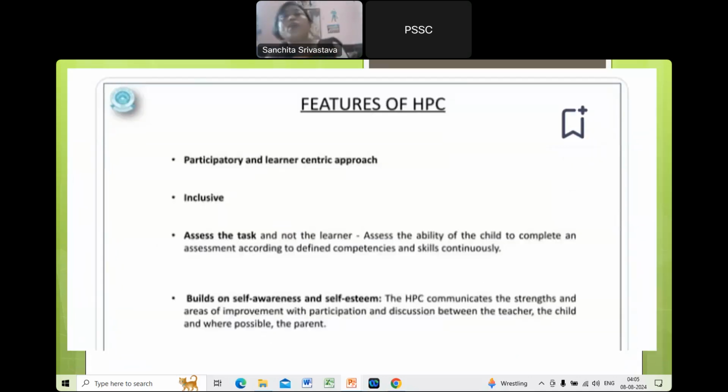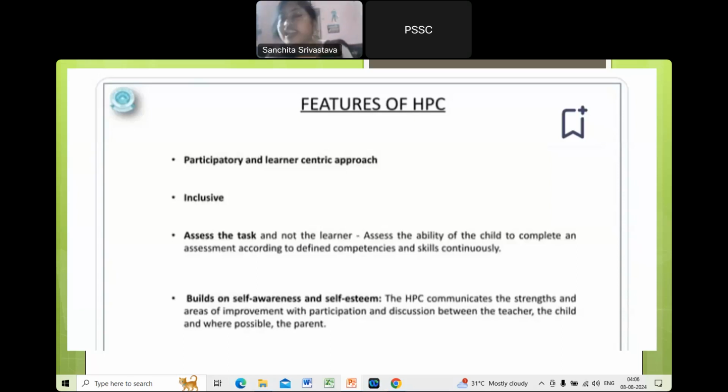Now, what are the features of the holistic progress card? Till now, what is the holistic progress card? How has it to be done? Now, what are the specific features? See, participatory and learner-centric approach. NEP 2020 is also a learner-centric approach. That means the approach should be seen for 360-degree development of that particular individual. The child has to participate in the assessment format, whatever format you take, and the learner-centric approach has to be taken.